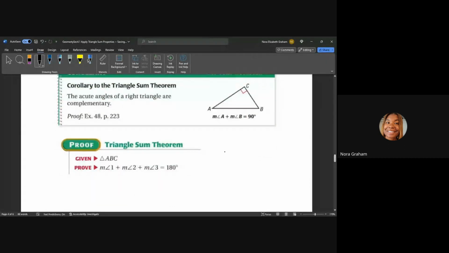Now, in this book, they do prove the triangle sum theorem. Sometimes teachers will put this on a quiz or a test because it is an important theorem and it's very basic to prove. I don't have time to prove it in this video, but if you do want to see this proved, put down in the comments and I will show you step by step how to prove this theorem.